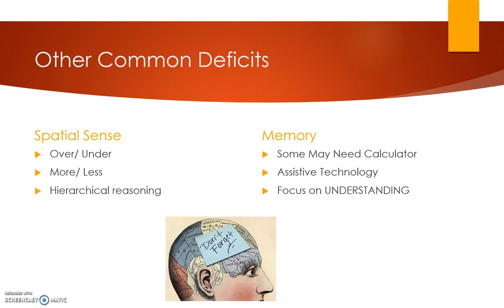Other common deficits. Other common deficits can be spatial deficits, such as understanding the concepts of over and under, or more or less, and overall hierarchical reasoning. The other common deficit is in memory. Some may need a calculator, as short-term memory just may not be there, and they can use other assistive technologies such as a multiplication chart. And it's very important that instead of teaching students how to memorize, students are taught how to learn.